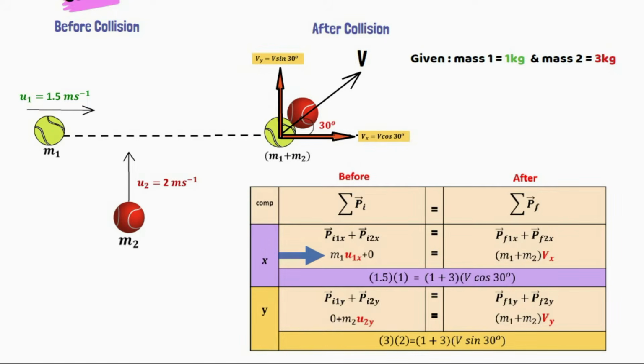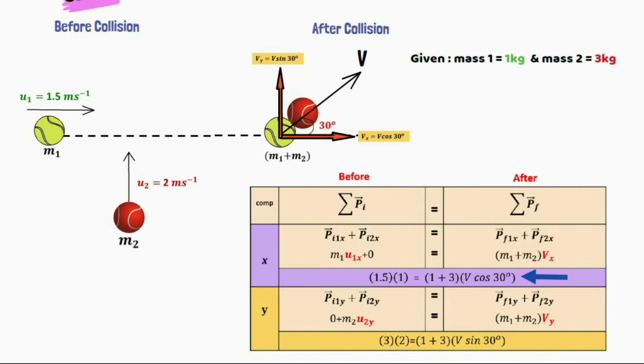Jadi di sini kita lihat before collision, only mass 1 is moving in X component kerana ia bergerak ke kanan. That's why kita hanya ada U1X. U2X tiada equal to 0 since mass 2 only move in Y component. But what happened after collision? M1 and M2 are moving together so that we can combine the mass M1 plus M2 times V, where Vx equal to V cos 30 degree. Hanya ada satu sahaja Vx sebab mereka bergerak sama-sama.